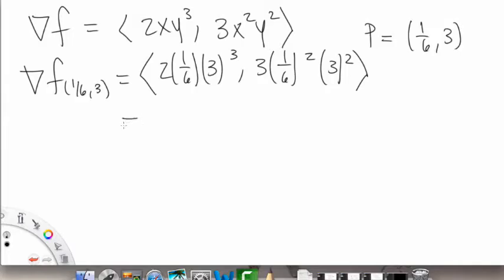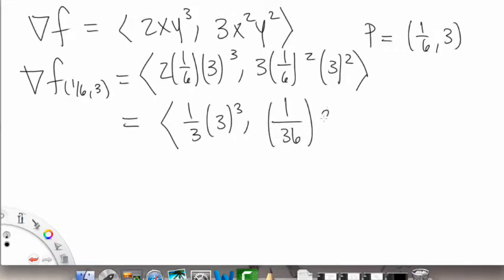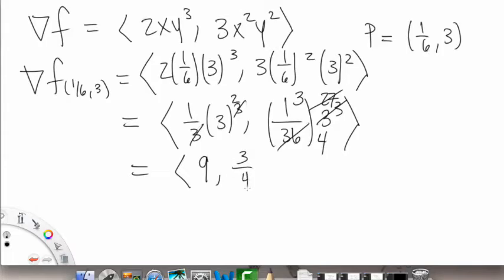So this is going to be equal to, let's solve here. We have a 1 over 3 times 3 to the third. Then if we simplify a little bit more on this side, we get a 1 over 36 times 3 squared. So that first component is going to be a 9. And over here, 3 to the third is 27, and each of these you can divide by 9. If you divide the top by 9 and the bottom by 9, we get 3 on the top and a 4 on the bottom. So 9 comma 3 over 4. That's our gradient at that point.